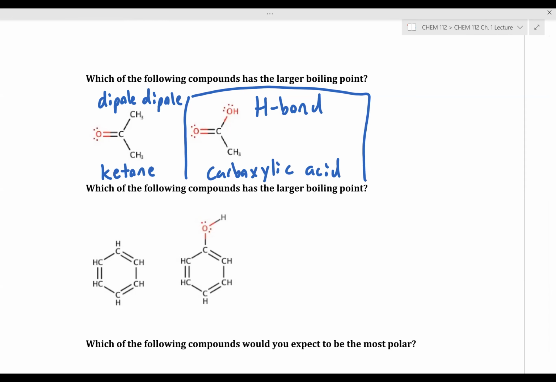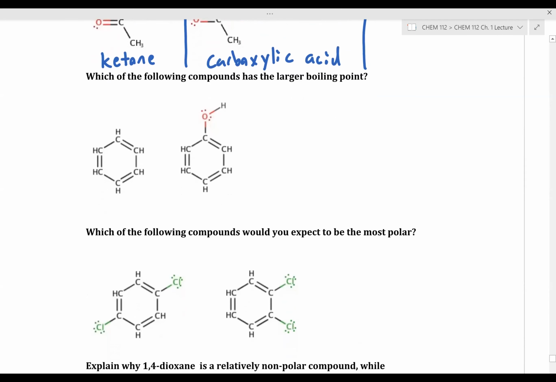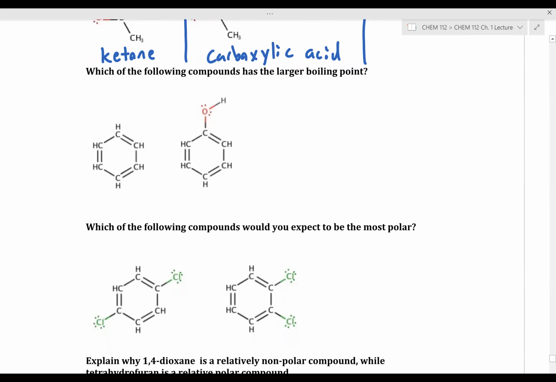Okay, let's check these next two compounds. These ones are a real pain to work with. First is benzene, the second is phenol. So what's the difference between benzene and phenol? Can phenol engage in a unique intermolecular force? Yes, hydrogen bond. So phenol can hydrogen bond, in turn leading to a larger boiling point.